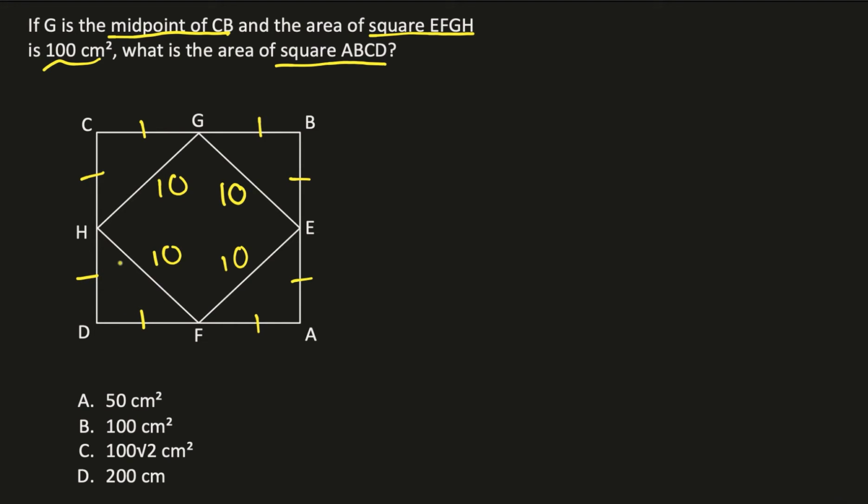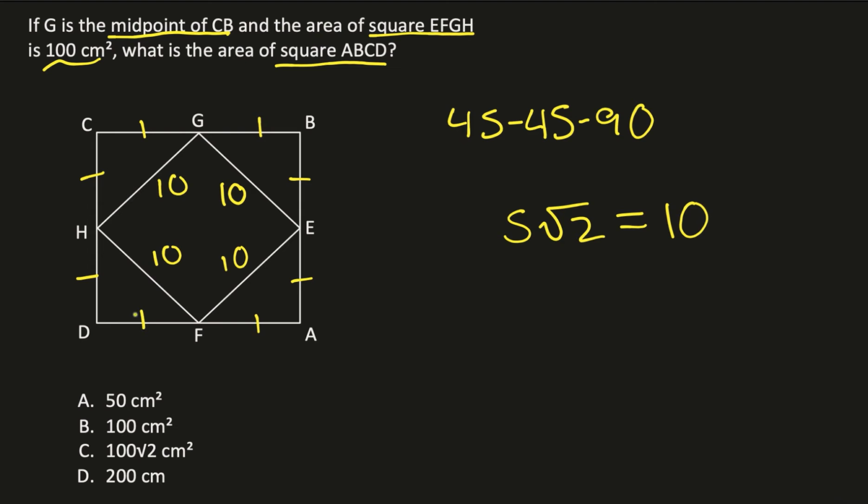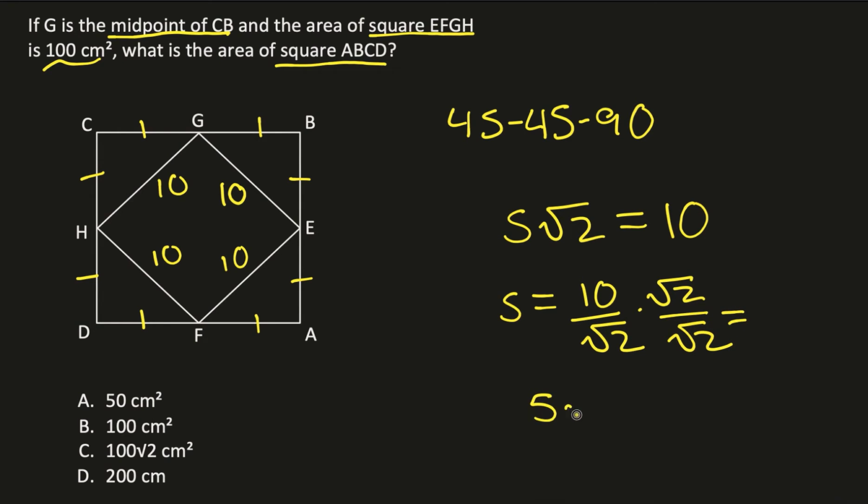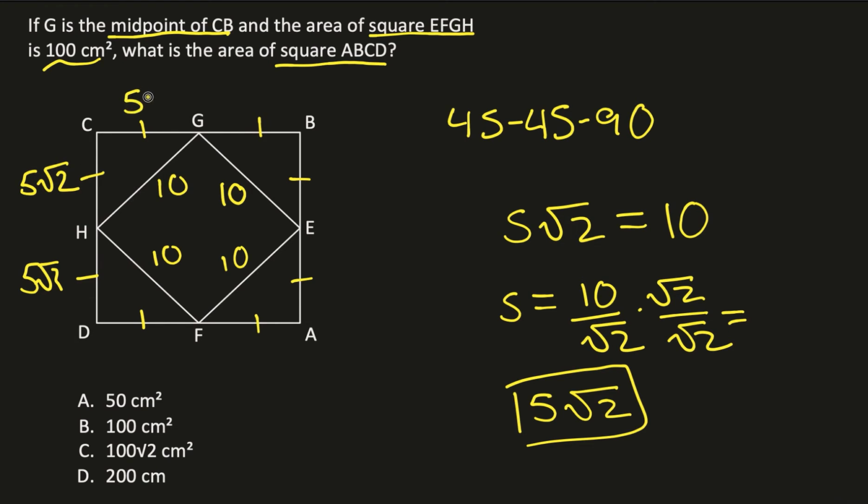Now, since we have two congruent legs in a triangle, we know that this would be a 45, 45, 90 special right triangle, and the hypotenuse is equal to s times square root 2, which we know is 10 for all of these four right triangles. So divided by square root 2, and then rationalize, and we would get 5 times the square root of 2 as our leg length. So it would apply for the rest of these legs as well.